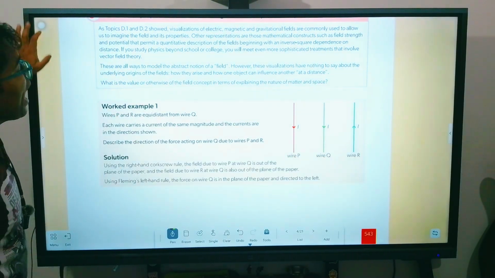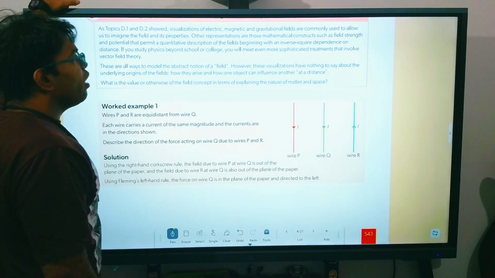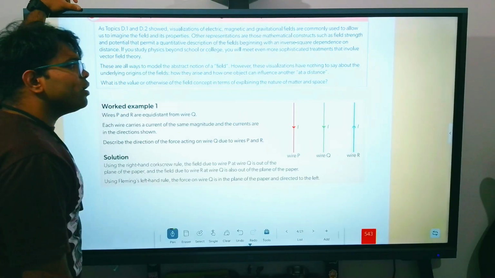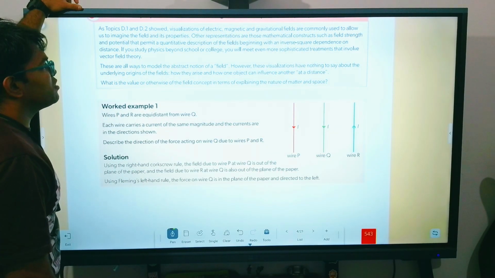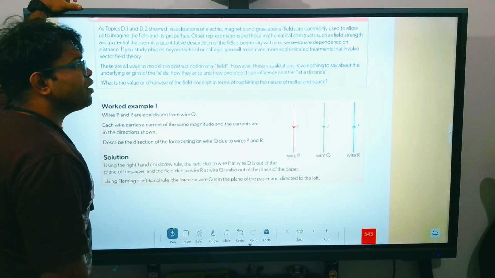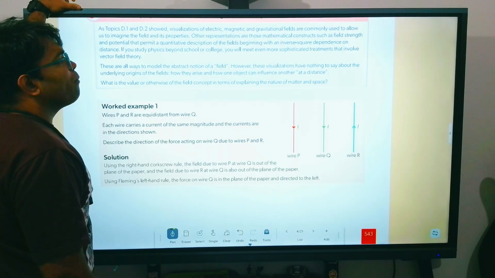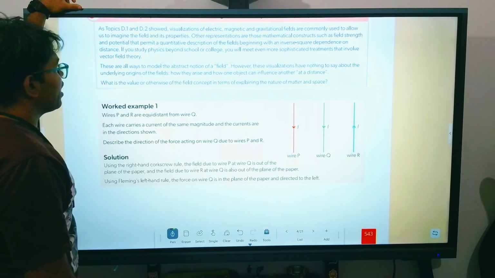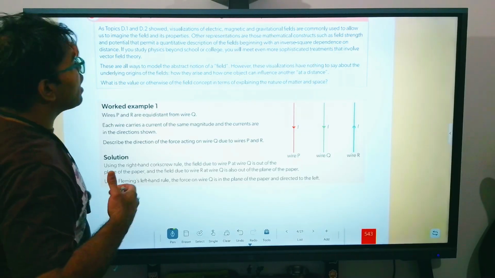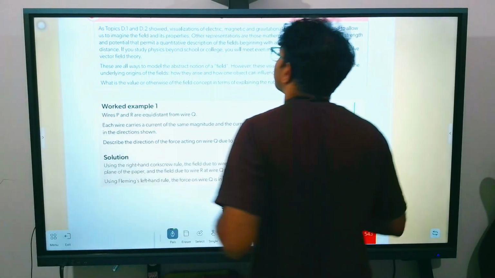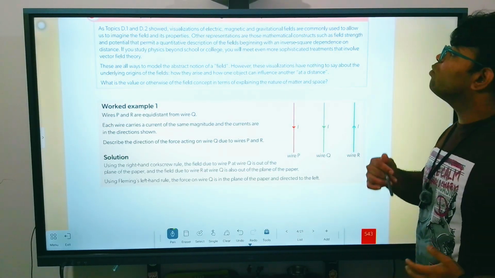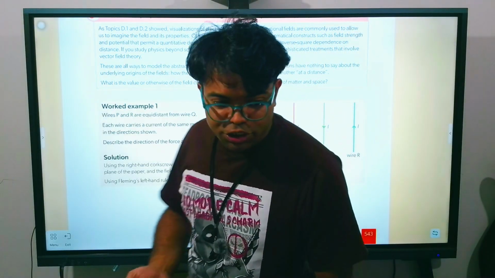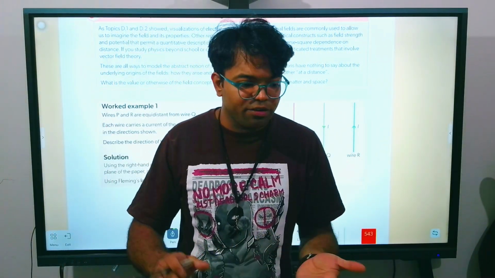As topics D1 and D2 showed, visualizations of electric, magnetic, and gravitational fields are commonly used to allow us to imagine the field and its properties. Other representations are constructs such as field strength and potential that permit a quantitative description of the fields, beginning with an inverse square description of the distance. For you, you don't have the potential. The potential section has been deleted for you.